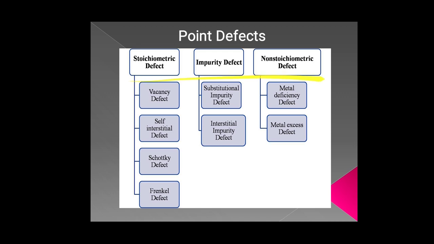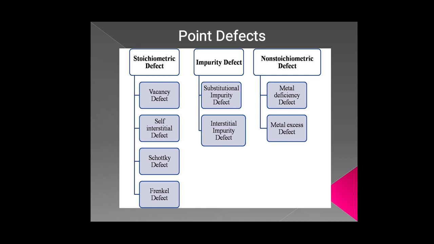There are three types of point defects: stoichiometric defects, impurity defects and non-stoichiometric defects. These three types are again categorized into a few subtypes. Stoichiometric defects are categorized as vacancy defect, self-interstitial defect, Schottky defect and Frenkel defect. Impurity defects have types like substitutional impurity defect and interstitial impurity defect. Non-stoichiometric defects have types like metal deficiency defect and metal excess defect.